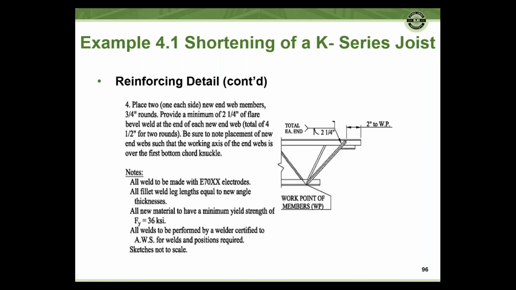Okay, we're going to give them a few other notes. Make sure that all welds are done with E70 electrodes. Fillet welds are equal to the angle thickness. All material is 36 KSI. All welders certified to AWS. Bruce mentioned it's very important, and make sure they're required for AWS. Not just that they're qualified welders, but they're also qualified for the positions they're going to have to get into when they're out in the field.